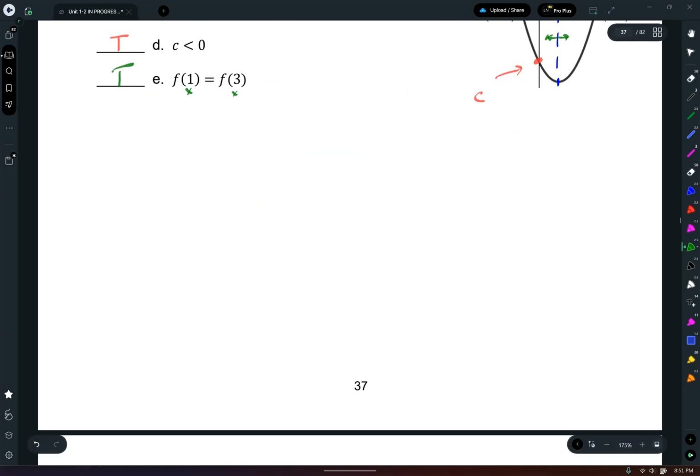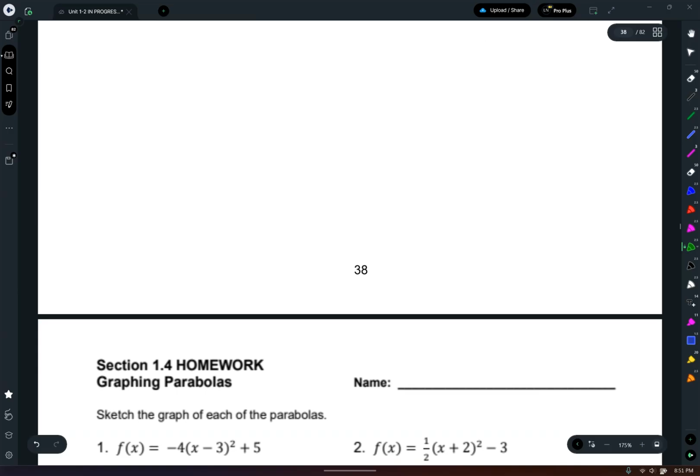Okay, so that is the end of all things parabolas.